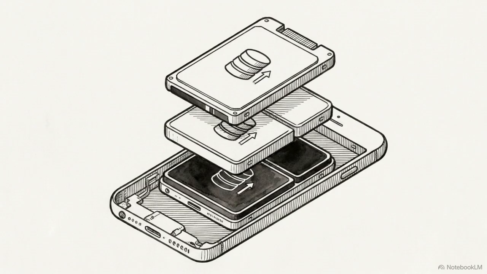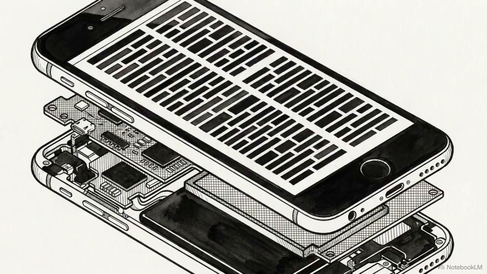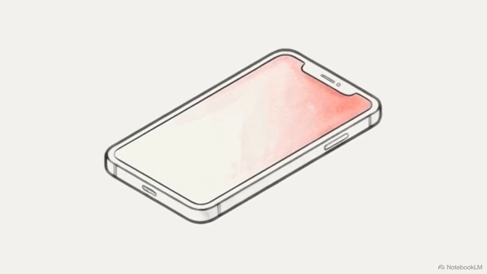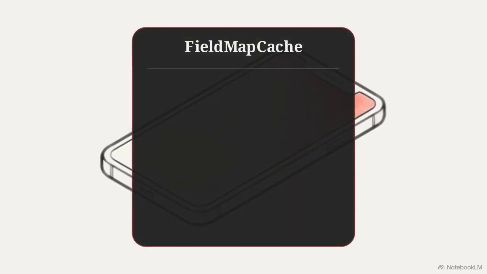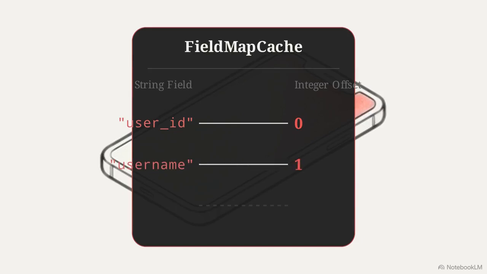This cache lives inside local persistent storage on the edge device, using mechanisms like SQLite, flat files, or Android shared preferences. The client engine immediately parses this downloaded schema document. It then constructs an in-memory hash map called the field map cache. Inside the device, you can see how this local cache translates string field names into zero-indexed integer offsets, mapping user ID to 0, username to 1, and email to 2.